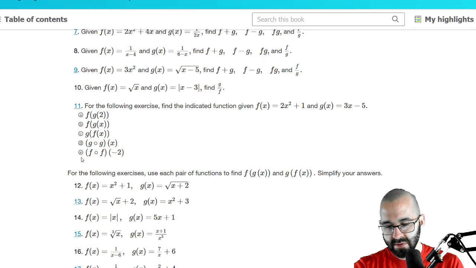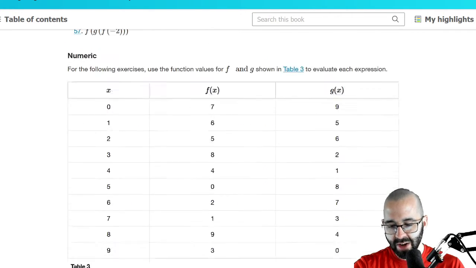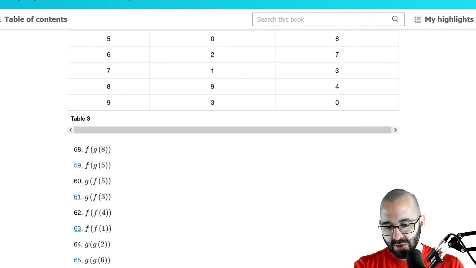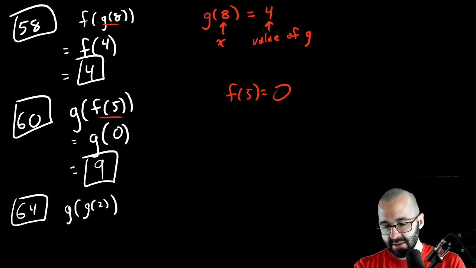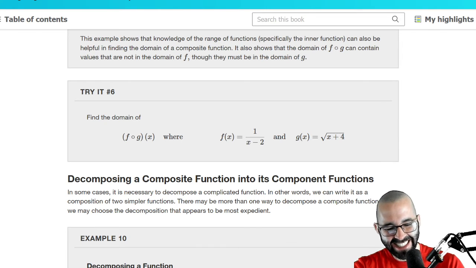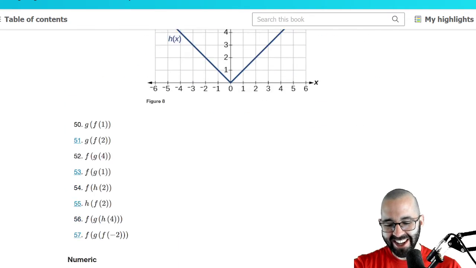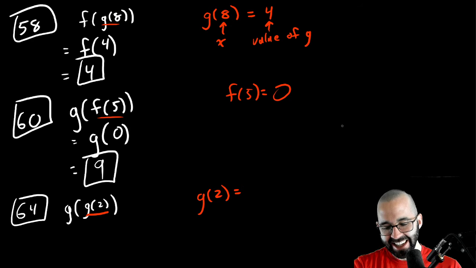And there we go. All right, I'm losing my mind here. We're jumping around everywhere. Let's do 64, g of g of 2. Start on the inside. I wonder what I'm doing. Or I think it might be me. If you know what's happening, tell me. I'll be very happy. When x equals 2, what is g? When x equals 2, g is equal to 6. Plug that in.